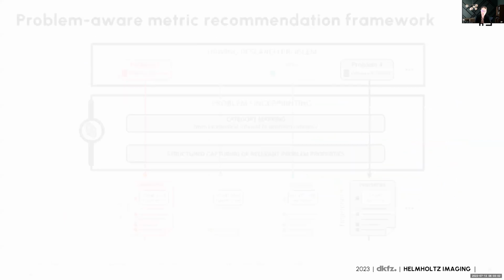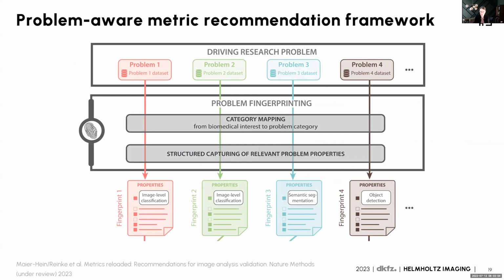And the important part here is the problem-aware metric recommendation framework. So we are not suggesting to always use the common metrics, so we have them in the framework, but we are really suggesting to come from the driving research problem and end up with a very specialized metric recommendation for this problem. We do this by using what we call a problem fingerprint. So we really, in a structured way, capture all the relevant properties that we need for metric selection. And I will explain this in a second in a little bit more detail.